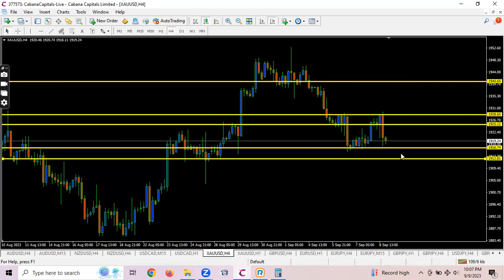Calculate the risk, multiply it by 1.5 minimum. If it is 70 pips, multiply 70 by 1.5. That should be about 105. Yeah, 105. If you multiply it by 2, that should be 140 pips. So you add 140 pips to your entry price. That should be your take profit.